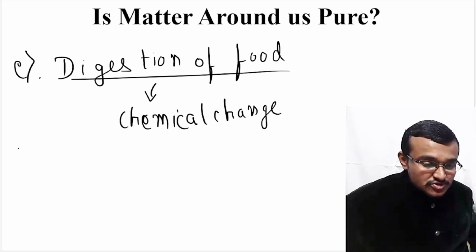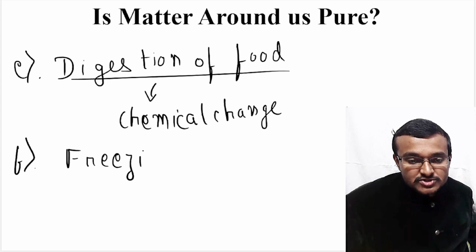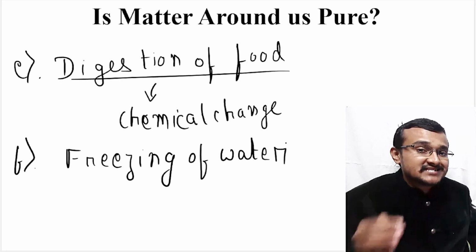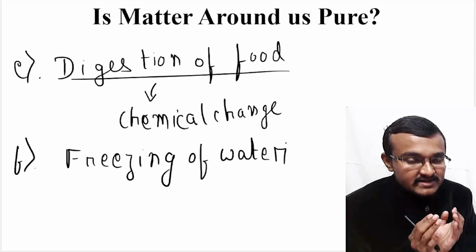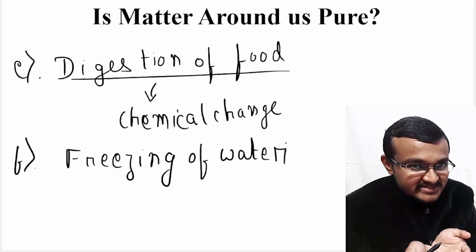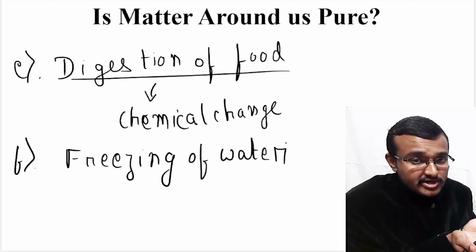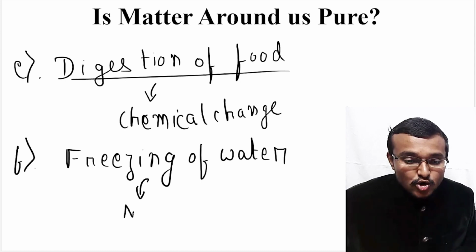So coming to the next part of this 11th question, that is freezing of water. So here when you actually freeze water, you are not changing the chemical state of water, you are just changing the physical state of water. So the water which was in liquid state is actually converted into solid state when you freeze that particular water. So you are changing the physical state, not the chemical state. Hence there is no chemical change when you freeze this particular water.